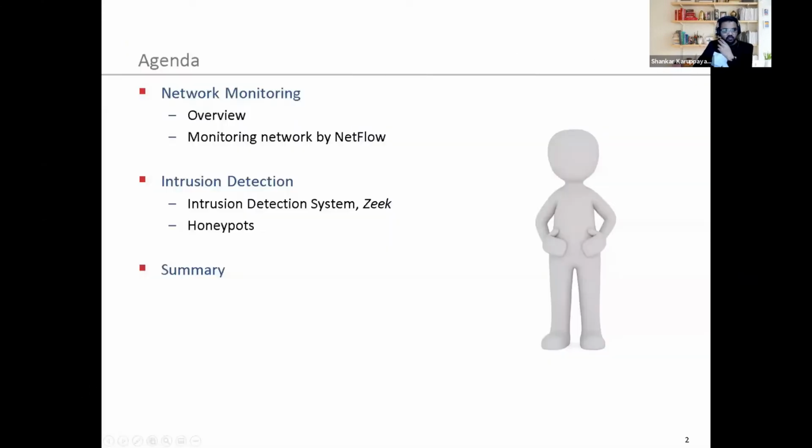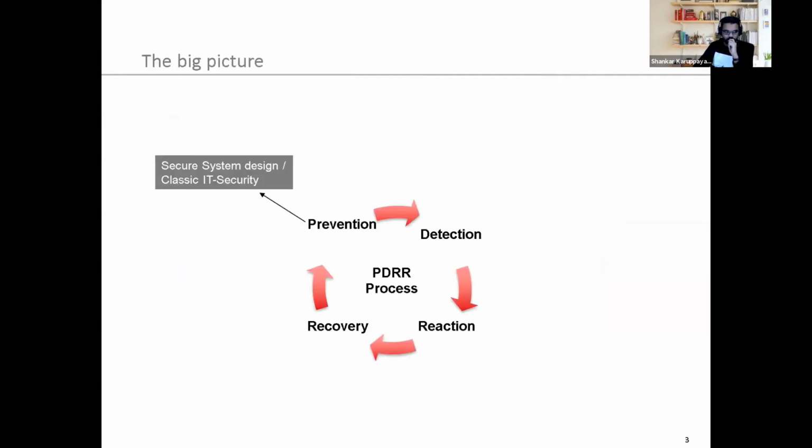Basically, this is our agenda for the first 1 hour. We have roughly about 50 minutes to go. So we are going to talk about network monitoring: what is network monitoring, how it's done, what is an intrusion detection system, how it's done, and then I'm going to just summarize it. All right, so the bigger picture is the PDRR process, which starts with prevention, detection, reaction, and recovery. So this is a common flow, and this is what we call the big picture.